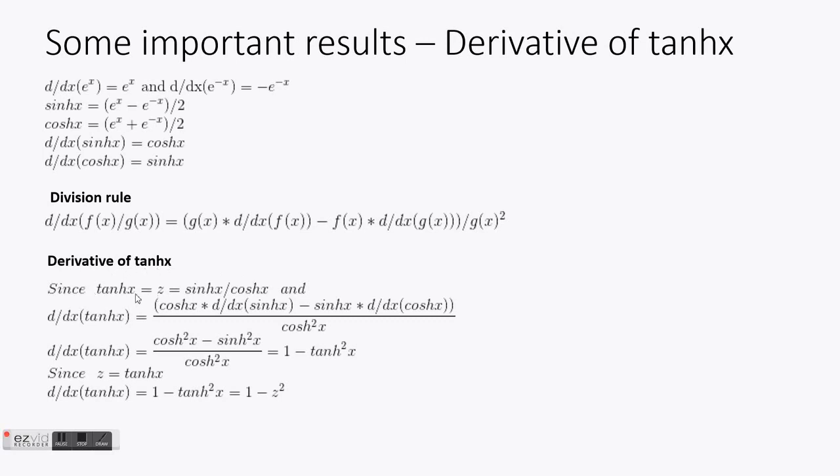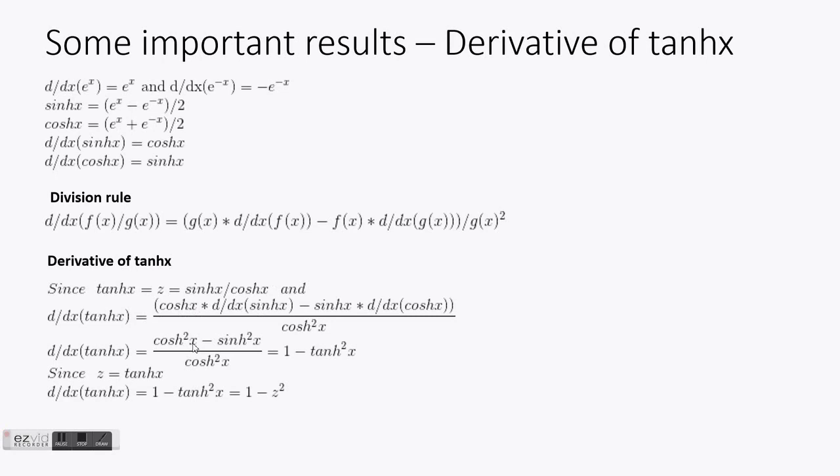Now we can find the derivative of tanh x. Now tanh x, let us assume it's equal to z, is given by sinh x by cosh x. Now using the division rule, d by dx of tanh x is equal to the denominator cosh x into the derivative of the numerator, which is d by dx of sinh x, minus the numerator sinh x into d by dx of the denominator cosh x, divided by the denominator squared, which is cosh x squared. Now reducing this, we know d by dx of sinh x is equal to cosh x, and d by dx of cosh x is equal to sinh x.